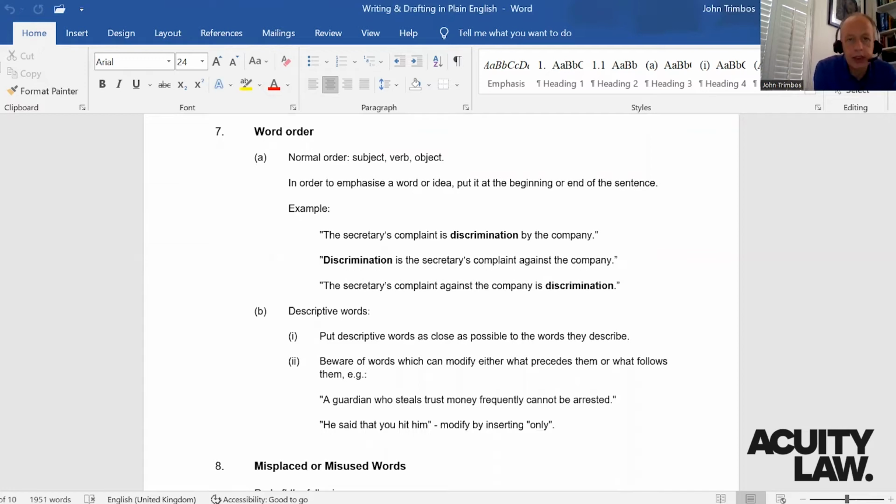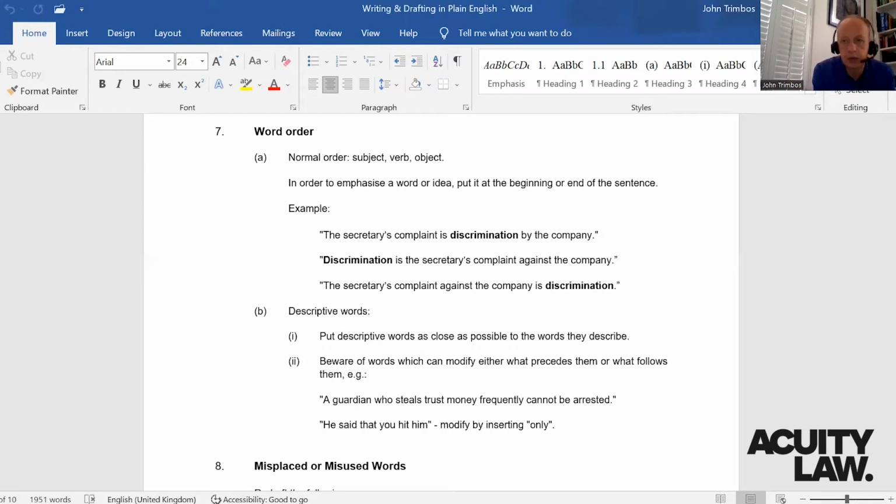Right, the next section is all about sentence construction, really, word order. And English is a very flexible language when it comes to word order, in a way that many other languages aren't.